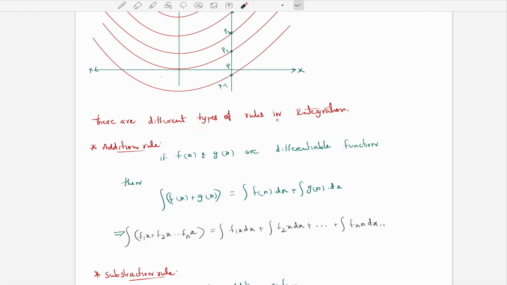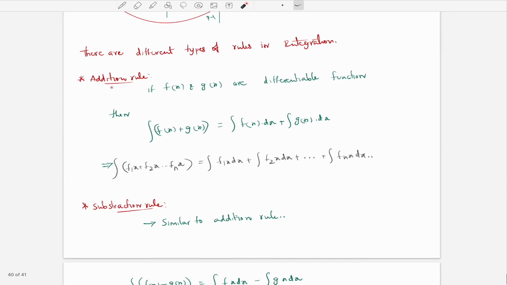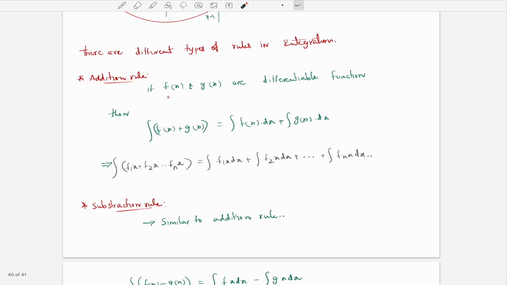In differentiation also we have 12 kinds of rules, right? There are many rules, but I've just given a few, and I want you to explore it on your own. So we have an addition rule. If f of x and g of x are differentiable functions, then the integral of f of x plus g of x is equal to the integral of f of x dx plus the integral of g of x dx. Okay, I hope you're getting it. So we are just simply dividing; this is the addition rule, okay?